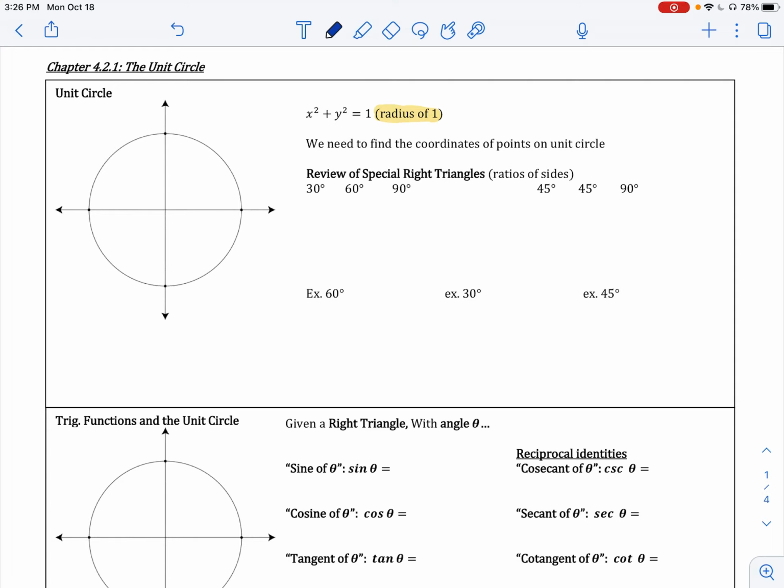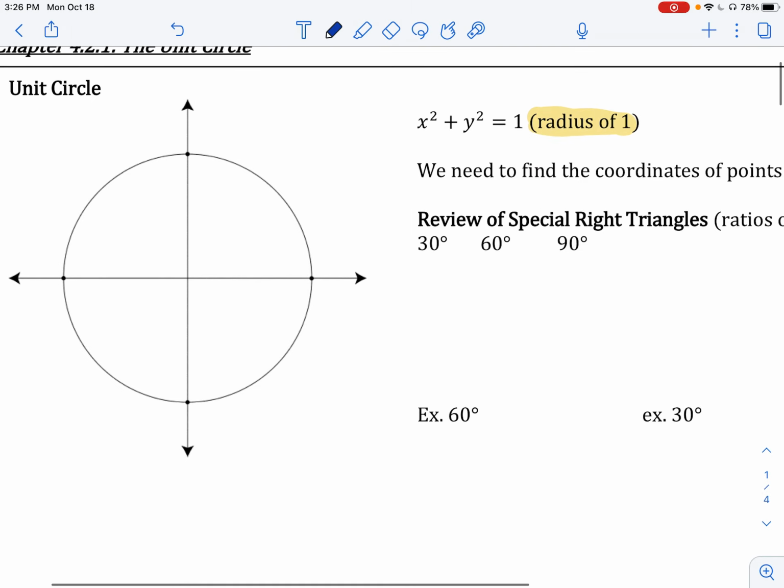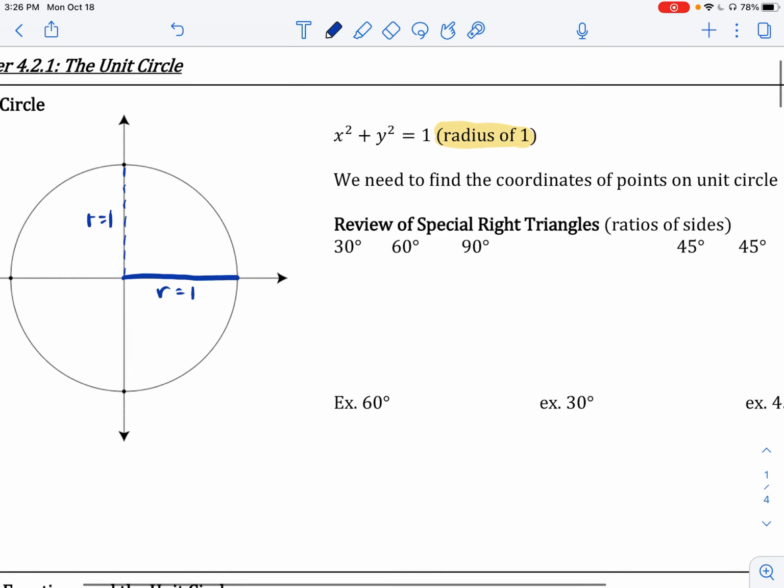This is our x and y axis. And so we can see here, let's zoom in on this unit circle, that its radius is 1. R is equal to 1 here. And we can see that all the way around, no matter where we are, our radius is going to be equal to 1. Now, what we want to do is find the coordinates of points that are on this unit circle.